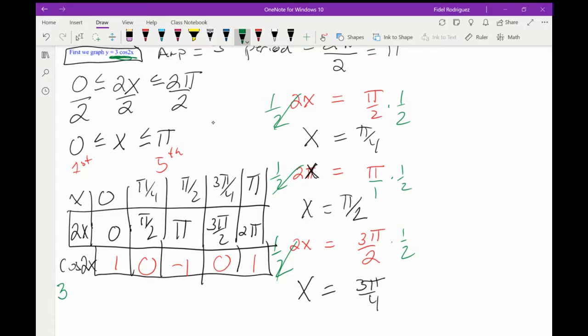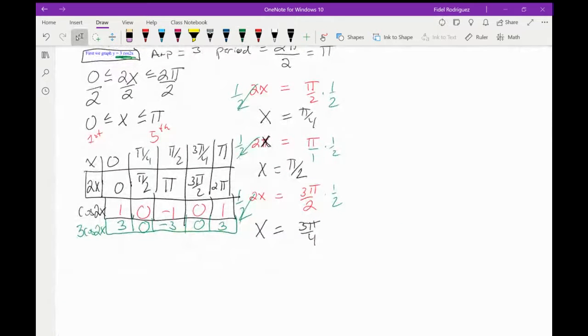And then what number did we have in front of it? A 3. So we're going to say, what's 3 times cosine of 2x? So remember, y'all, all we're going to do now is take those numbers and multiply them all by 3. So 1 times 3, 0 times 3, negative 1 times 3, 0 times 3, and 1 times 3. There we go.